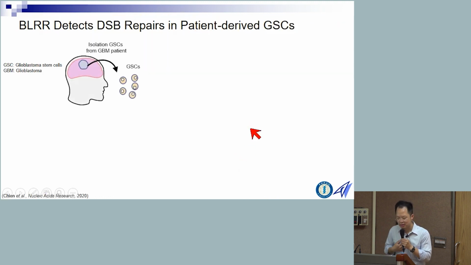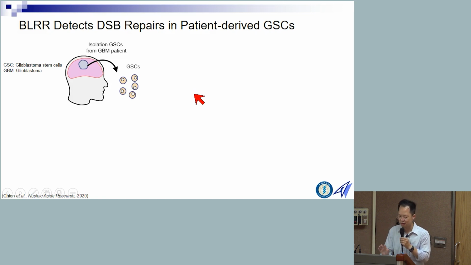Now, we were not very satisfied because it doesn't sound too physiologically relevant at the time. So, I want to mention that this work is in very close collaboration with my colleague. I can tell you the story about how this project came about. But with collaboration with Dr.